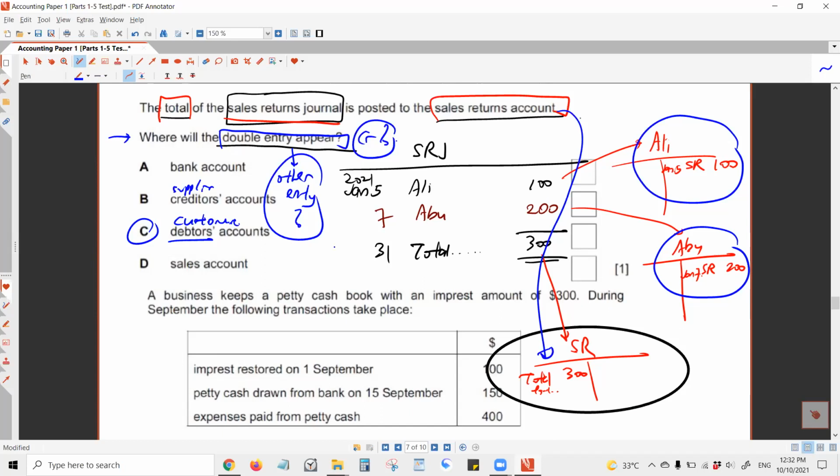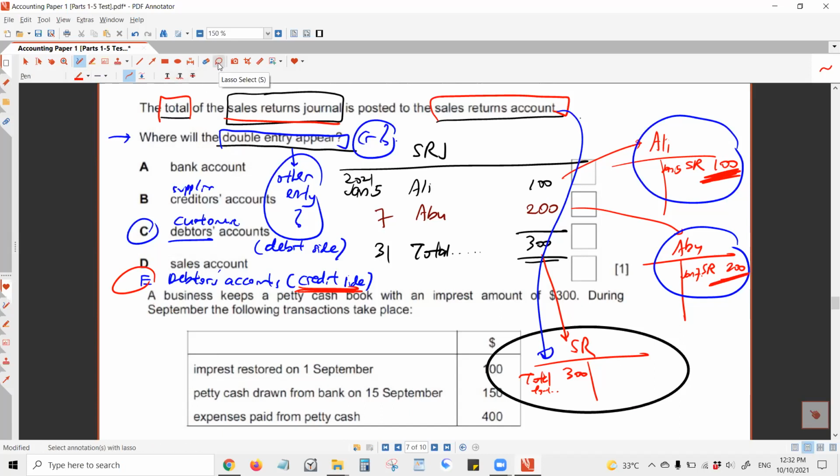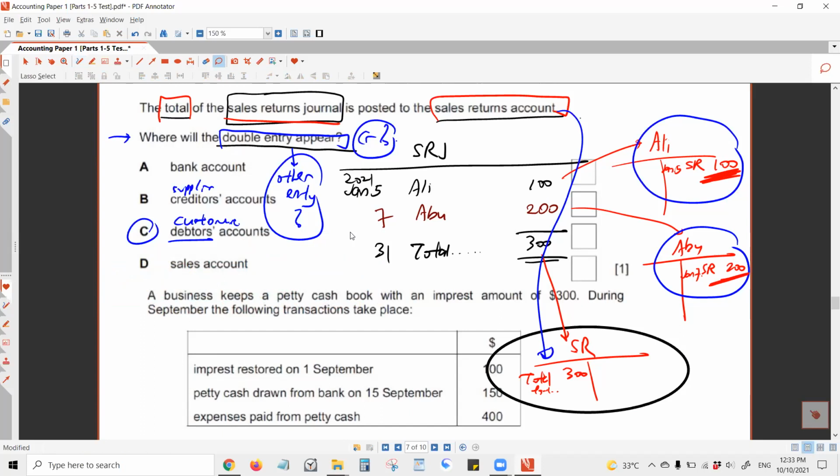They can also test you on the debit and credit sides. In fact, they can have another option, maybe option E, debtors accounts, and in brackets they write credit side. If they do so, and for C they wrote debit side, then your answer must be E, because E is on the credit side of the customer's account. You get the idea? But don't worry, in the exam you will never see option E. You will only have 4 options. So let me erase it so it doesn't confuse you. So the answer is C. You record the other entry in the customer's account, the debtors account.